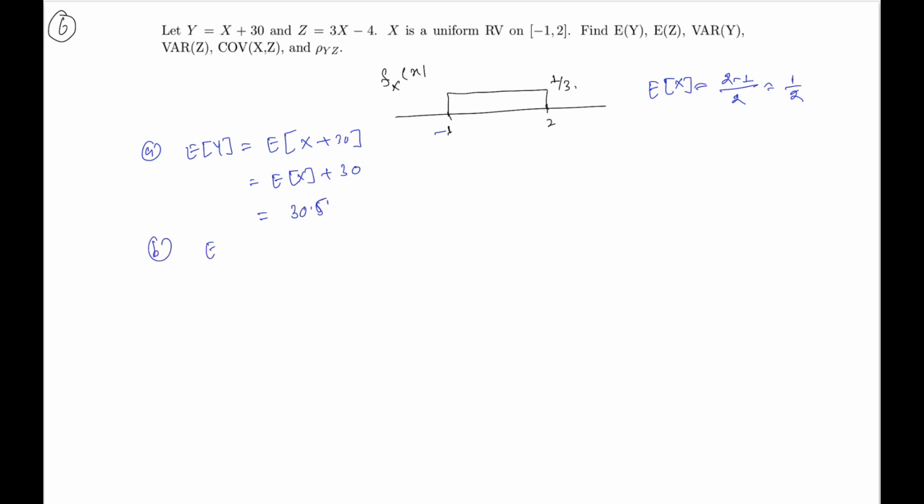B, expectation of z. Again we are given z in terms of random variable x, so z can be written as 3x minus 4. Using linearity, we can write 3 times the expectation of random variable x minus 4, and 3 times the expectation of x is 3 by 2 minus 4, so you will have 3 minus 8, that is minus 5 divided by 2.